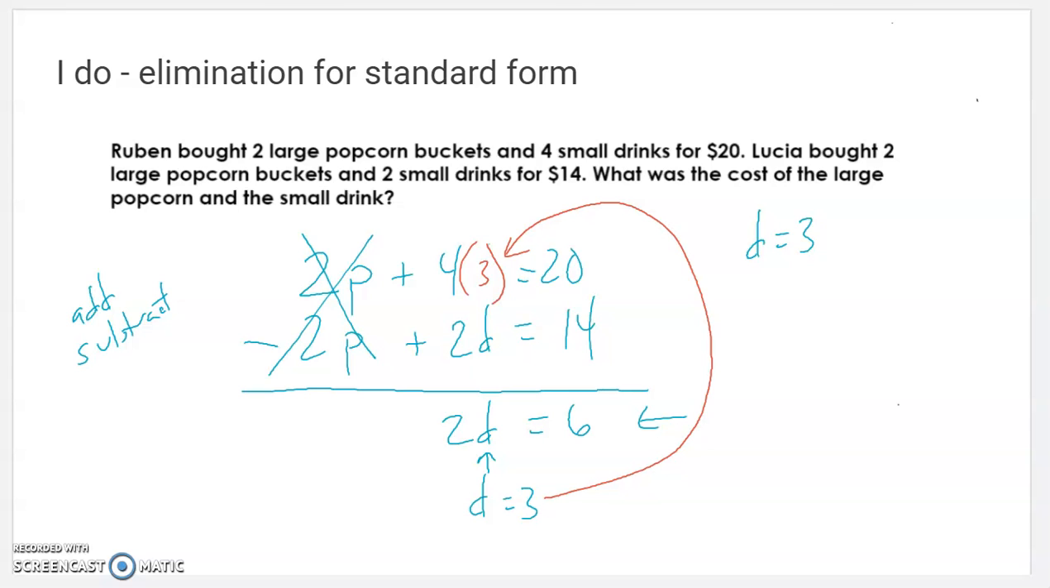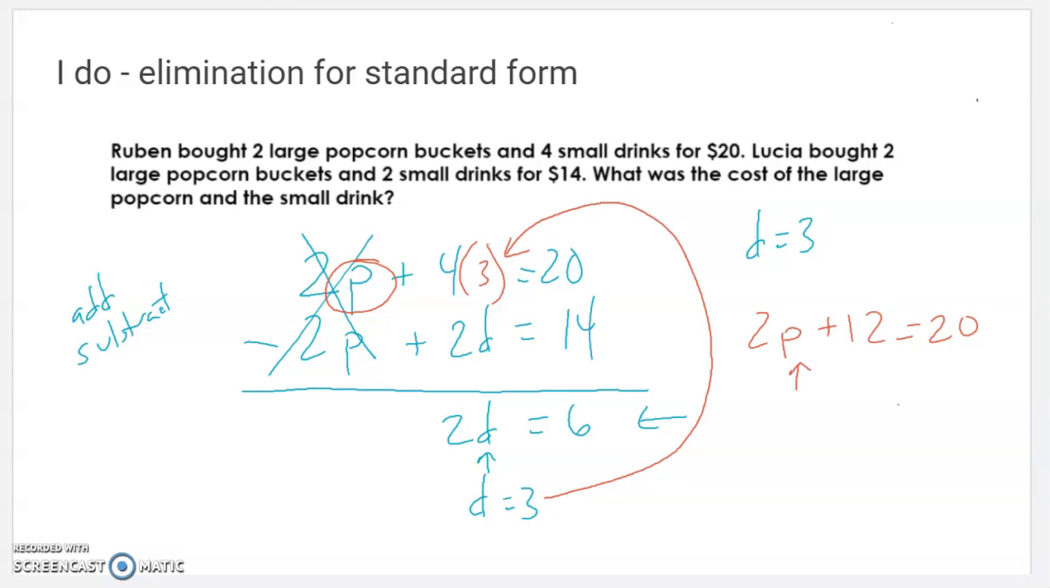And now look, I've got an equation with only one variable. And when there's only one variable, I can figure it out. When there's two, I can't. When there's one, I can. So now I'm left with this equation: 2p plus 12 equals 20. I can figure out p from there.